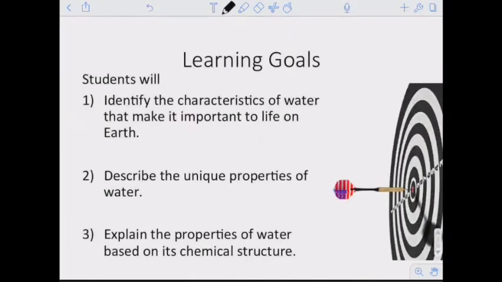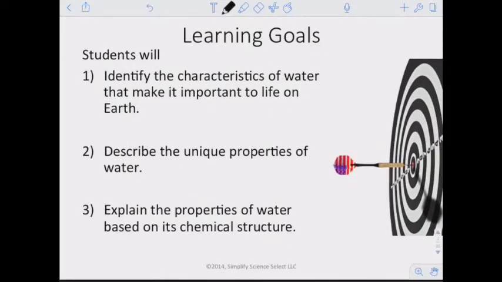And so, learning goals for this: students will, number 1, identify the characteristics of water that make it important to life on Earth. Number 2, we'll describe the unique properties of water. And number 3, explain the properties of water based on the chemical structure.